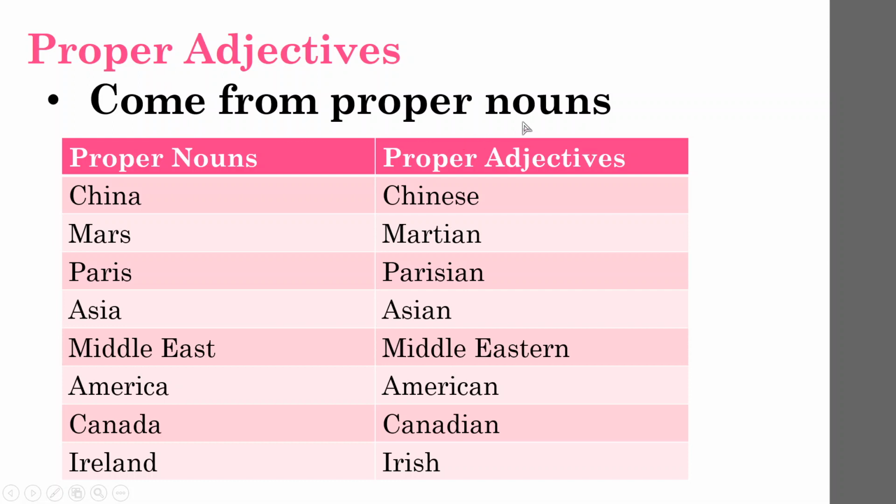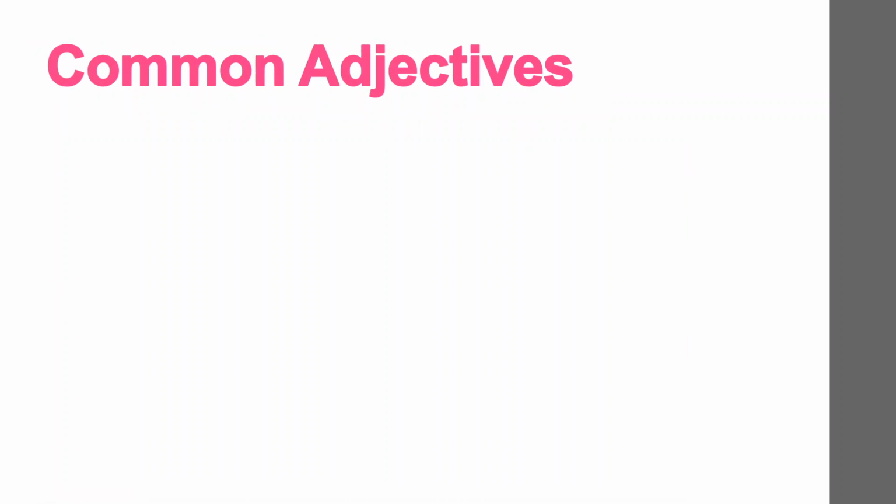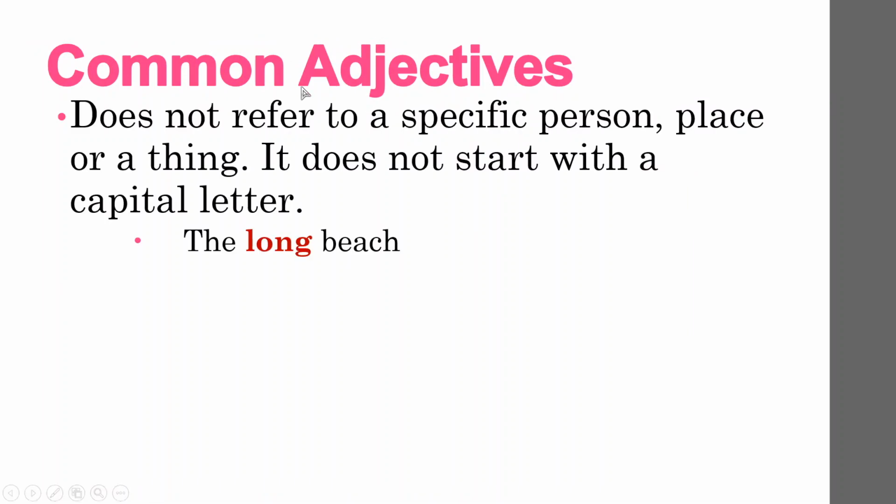Next, we go to the next topic, which is common adjectives. A common adjective does not refer to a specific person, place, or thing, which means it is common. It does not start with a capital letter. For example, the long beach. This word long is an adjective which is not referring to a specific person, place, or thing. So it doesn't start with a capital letter, and it's common only. So it's a common adjective. The long beach. Next, that beautiful flower.